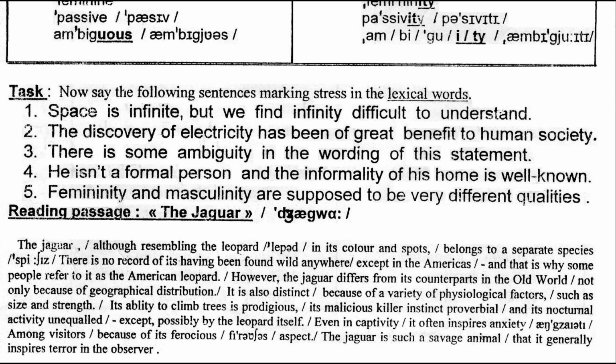We go back to sentence stress with another activity. We are asked to do the same thing, to put the stress on the lexical words. So, the first sentence is: space is infinite, but we find infinity difficult to understand. Space is a one-syllable noun, it is stressed. Is the main verb, but it is to be, it is not stressed. Infinite, stress on in.